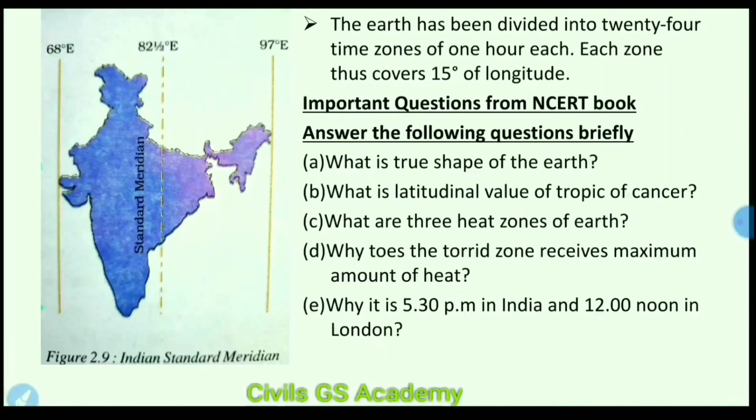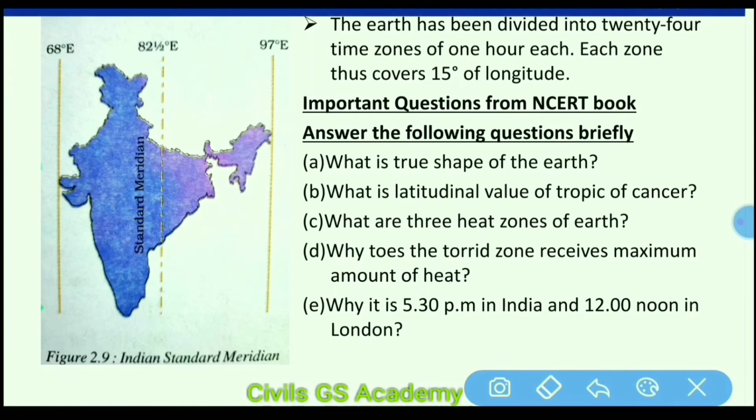This is the figure of India, and here it is shown that the longitudinal extent of India is from 68 degree east to 97 degree east. So we have a great longitudinal extent. So we decided that 82.5 degree east longitude, which passes through the middle of India, is regarded as the standard meridian for calculating local time for India.